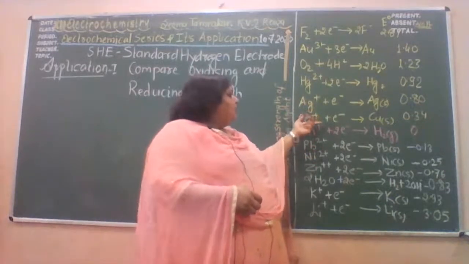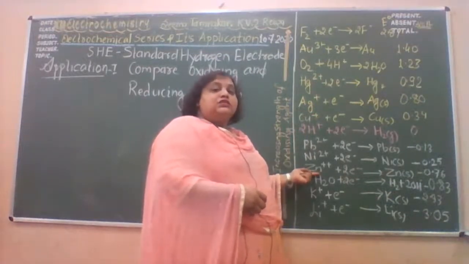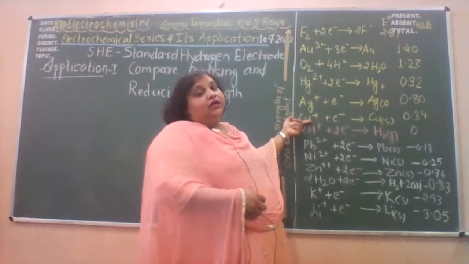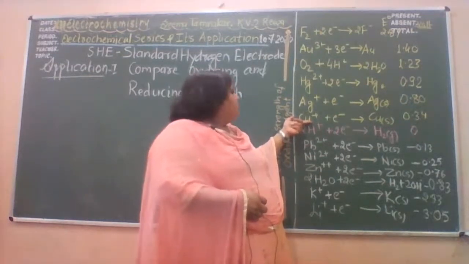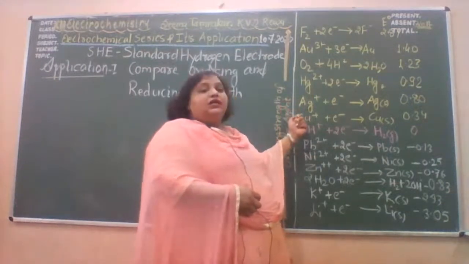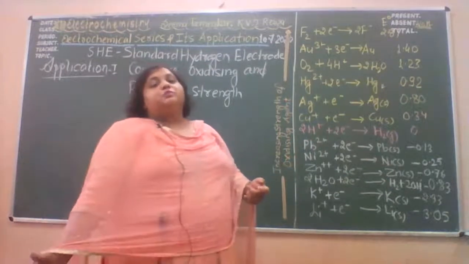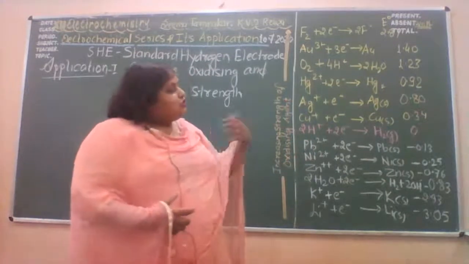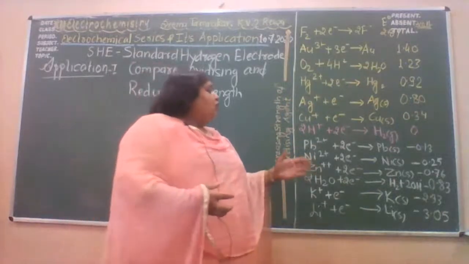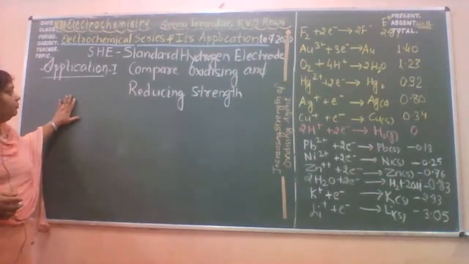You can see here the position of copper is superior in comparison to the zinc. That means copper has the higher or greater strength as an oxidizing agent, and you have seen that the copper was getting reduced and was behaving as the cathode. So many times we have discussed this throughout this chapter. So this is one application of the electrochemical series.